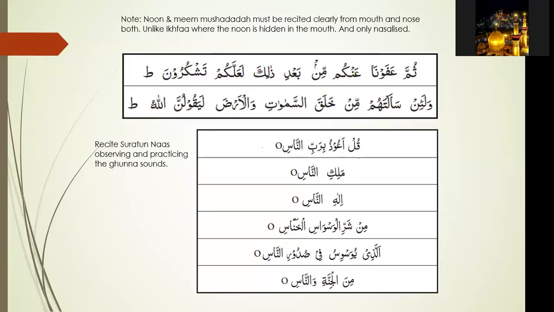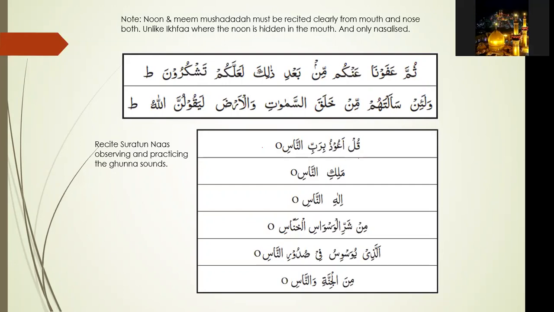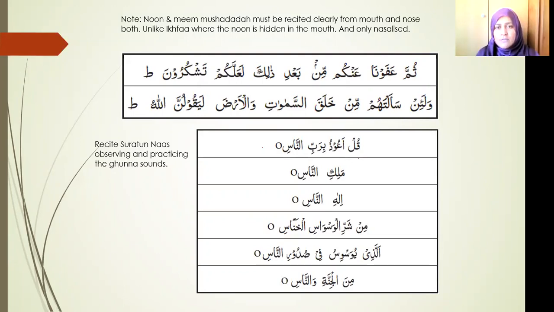من شر الوسواس الخناس. So you are saying the Noon Sakina clearly in your mouth. We did the rule of Ikhfa 2 days ago. If Sakina is followed by the letter Sheen, then we have to hide it from our mouth. So we don't let our tongue touch the makhraj of the Sheen, of the Noon, sorry. And we put the Noon in our nose. Don't let your tongue say min. Don't let it go all the way to reciting the Noon.